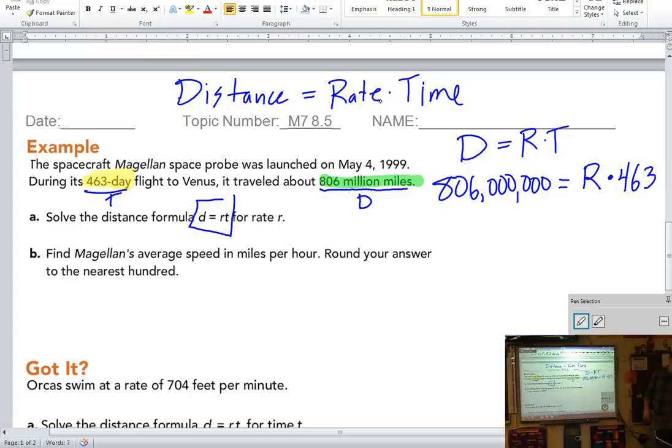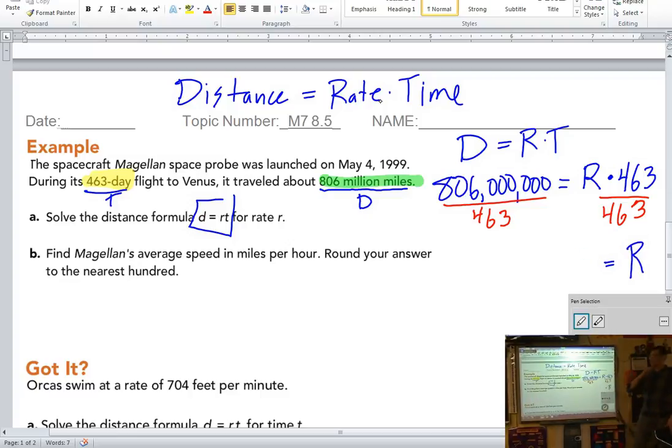Now, if I wanted to get the R by itself, the rate value, Ryan, what is happening to the R right now? What is the 463 trying to do? It's trying to multiply, right? How do I stop it from multiplying? What's the opposite of multiplication? Division. So we divide on both sides by 463, and that's going to give us our rate, or speed, but that's going to be in miles per day.